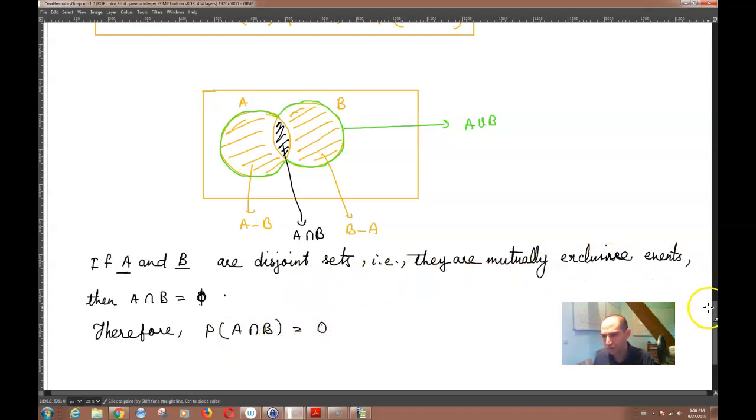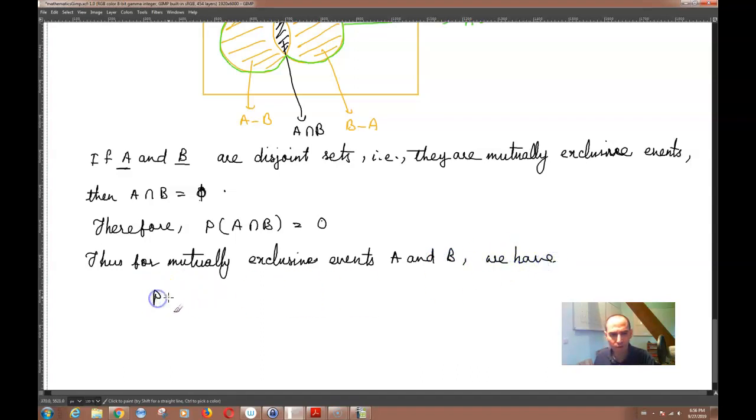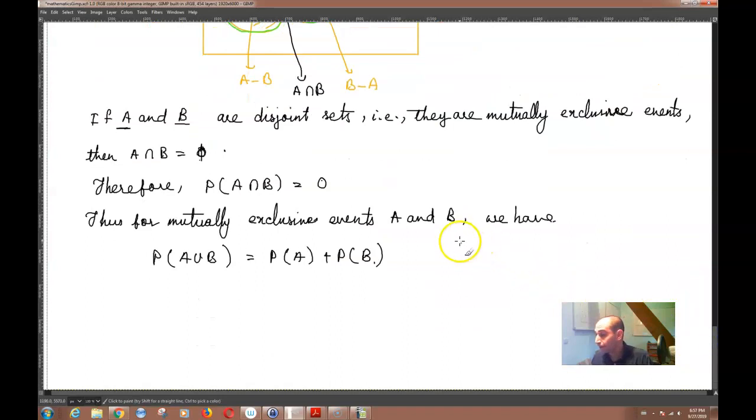And thus for mutually exclusive events A and B, we have P of A union B is the same thing as P of A plus P of B, and we don't have to write minus P of A intersection B, because this is already equal to 0, so you don't have to subtract the 0. Which is axiom 3 of probability.